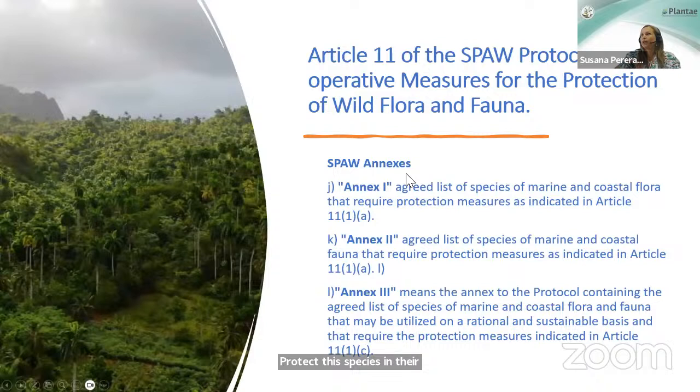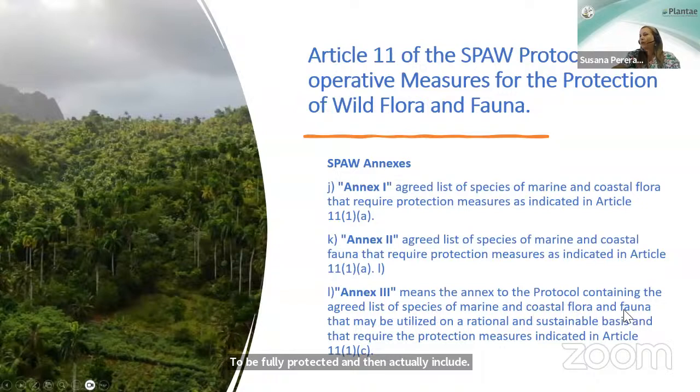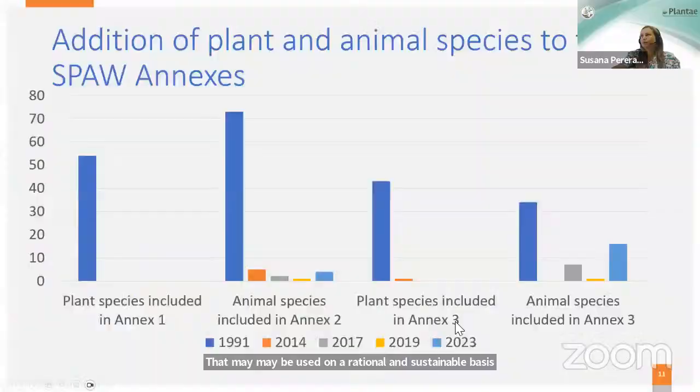And these are the 3 annexes. Annex 1 is the agreed list of species of marine and coastal flora that require full protection. So countries must protect all these species, including the plant species included in Annex 1. The same for Annex 2, but Annex 2 is the agreed list of marine and coastal fauna, so animals, to be fully protected. And then Annex 3 includes species of flora and fauna that may be used on a rational and sustainable basis, so they require management measures.